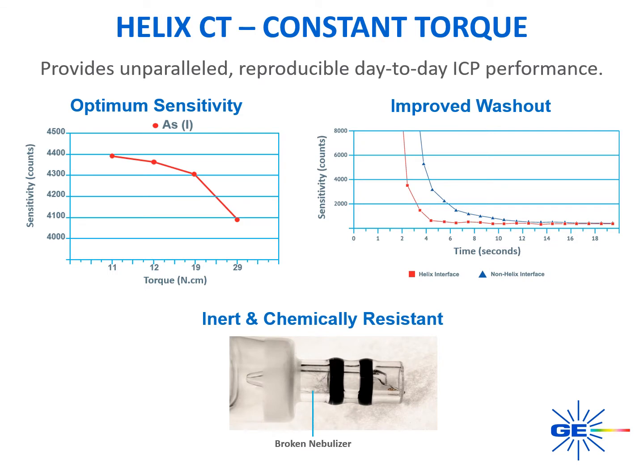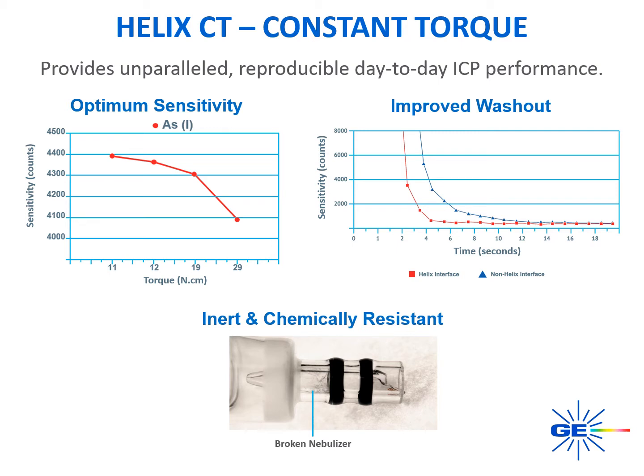If consistent performance is crucial to your ICP laboratory, a Glass Expansion Helix CT spray chamber is your solution. ICP sensitivity is affected by both nebulizer depth within the spray chamber and the torque applied to the nebulizer seal. The combination of the torque control and the positive stop, which fixes the penetration depth, allows the ICP analyst to achieve the same nebulizer performance every day.